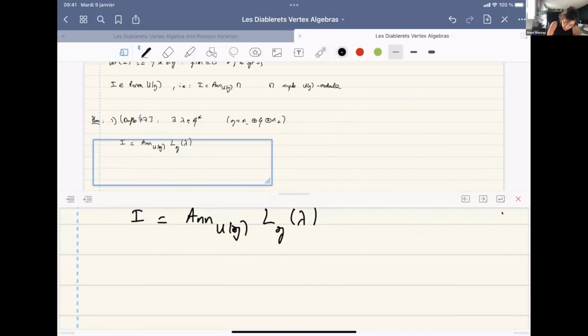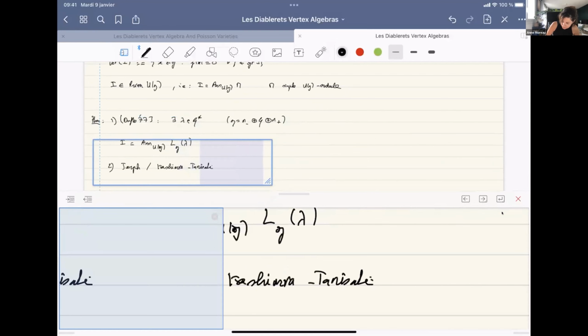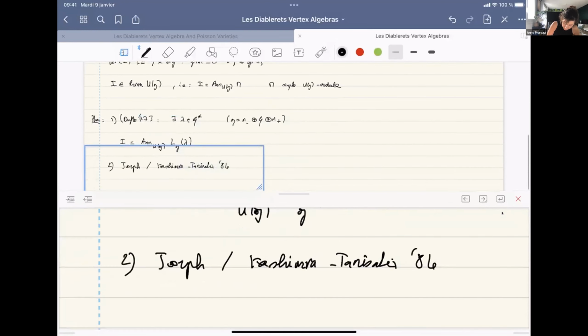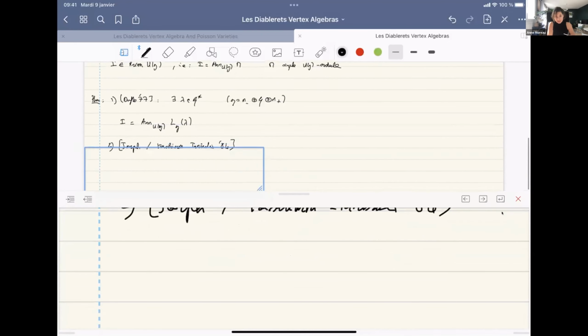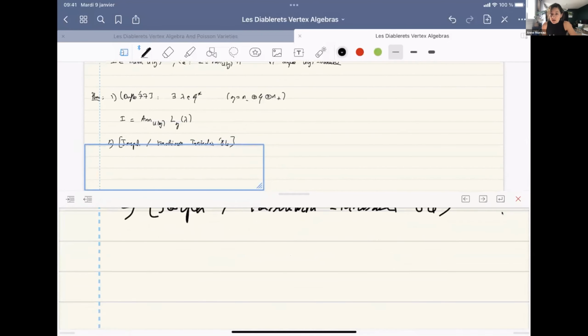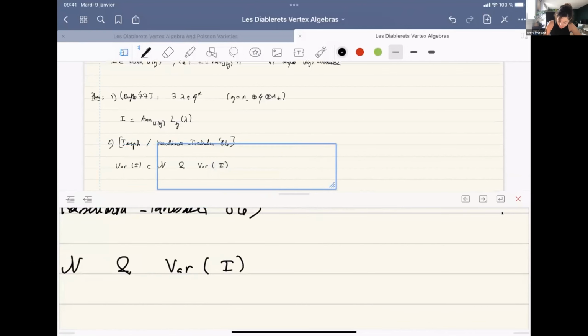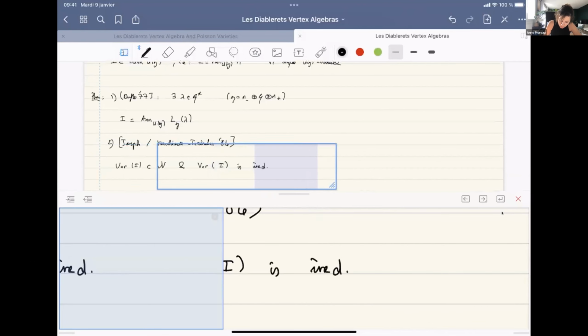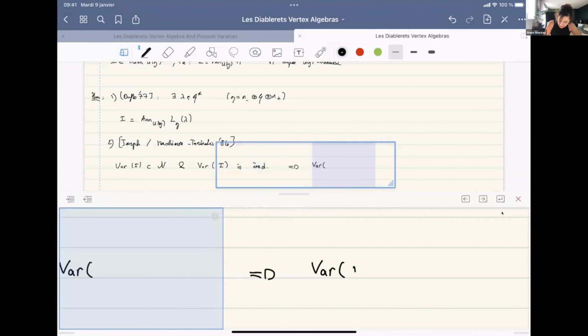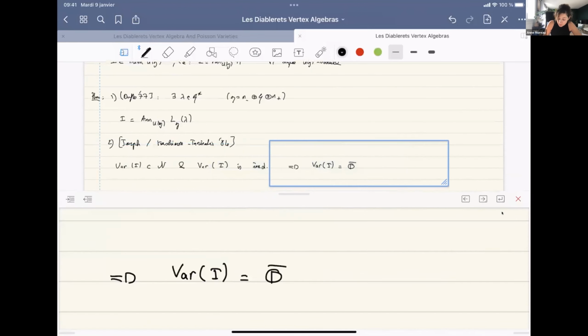And the second result, which is due independently to Joseph and Kashiwara–Tanisaki, says that actually if I is primitive, the associated variety is first of all contained in the nilpotent cone. This is not so hard to see. And the hardest part of the theorem says that in fact the associated variety is irreducible. So altogether, this means that the associated variety is the closure of some nilpotent orbit.